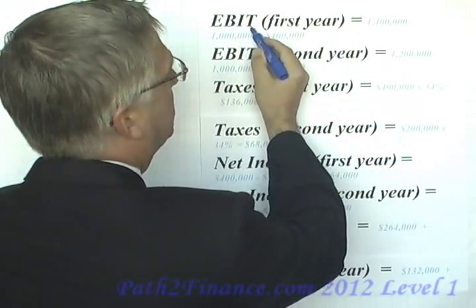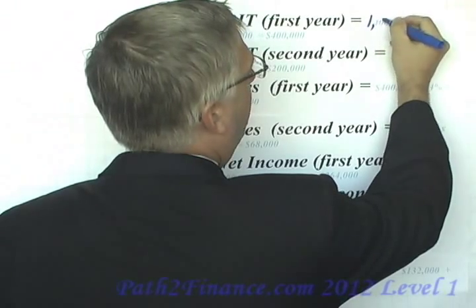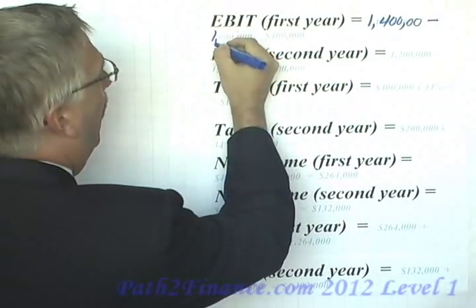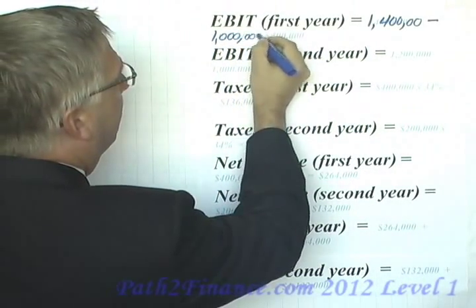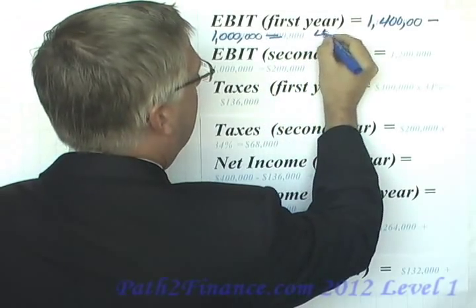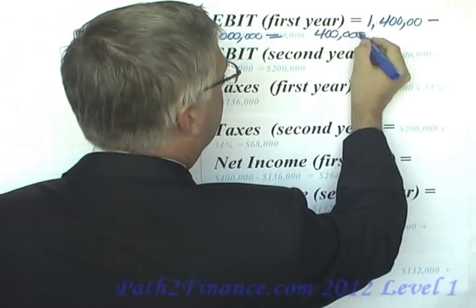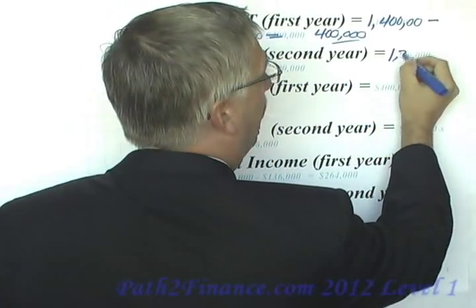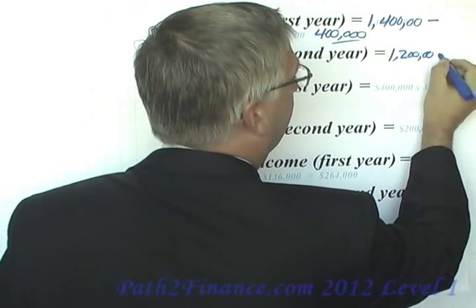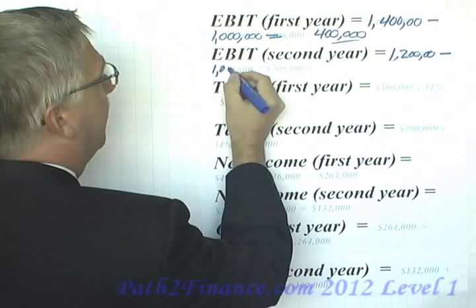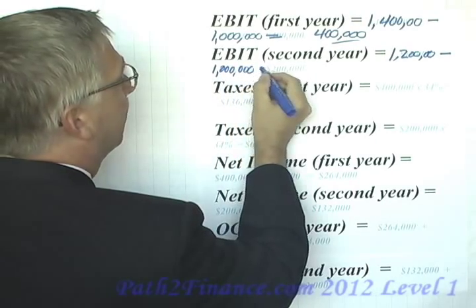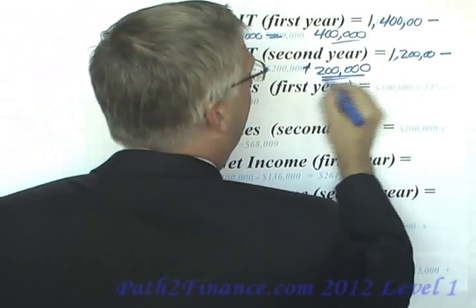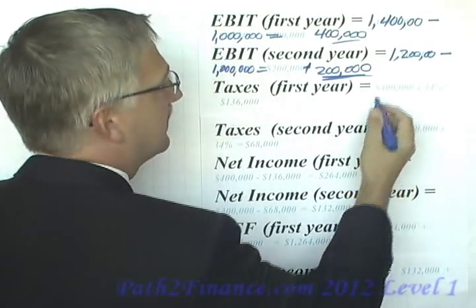Our earnings before interest and taxes in the first year is our $1.4 million in revenue minus our $1 million in depreciation, and that gives us an EBIT the first year of $400,000. In our second year, remember, our revenues decline a bit to $1.2 million. Again, minus our straight line depreciation here of $1 million, leaves us with an EBIT of $200,000.